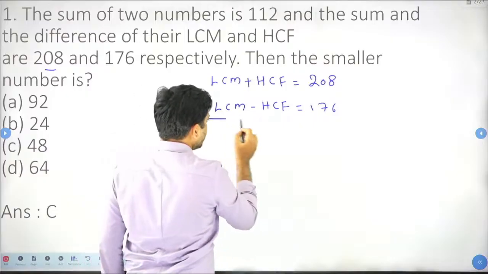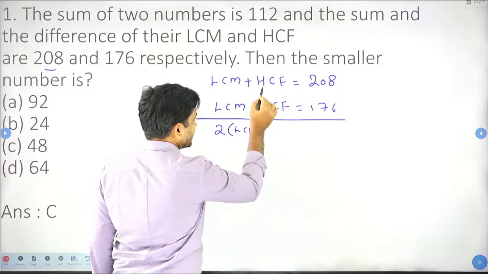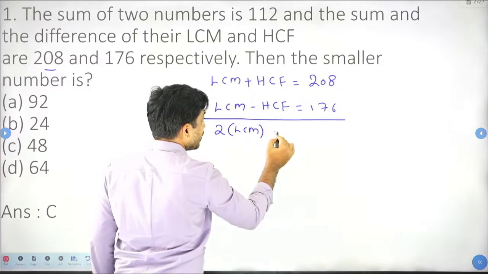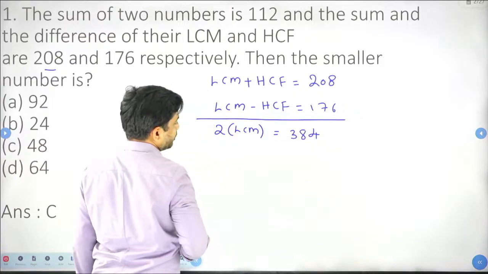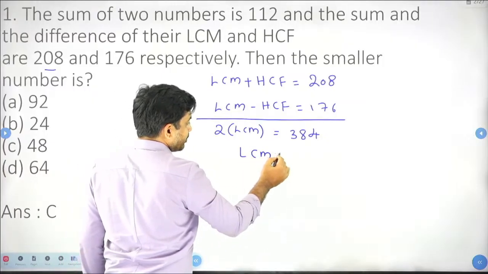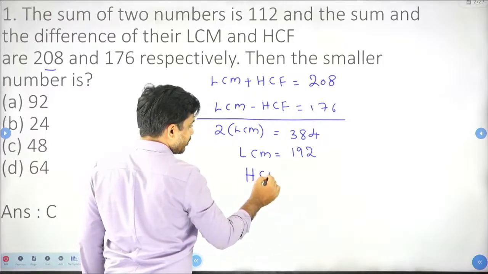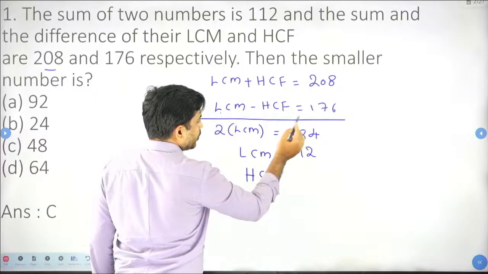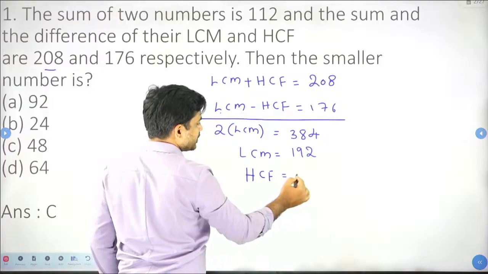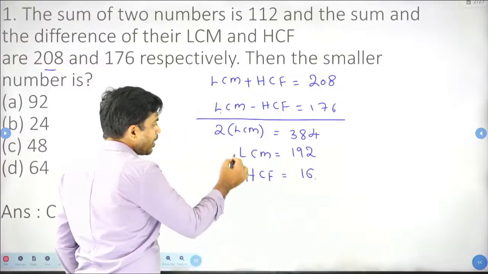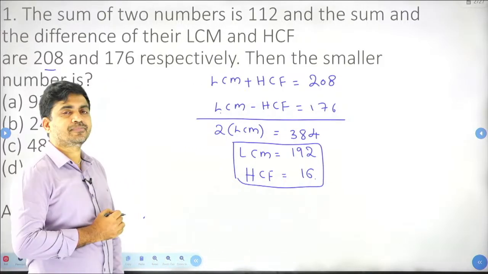Add these two equations. Now it is 2 into LCM, HCF minus HCF gets cancelled. This side 416, no, 384. Then LCM equals 192. What is HCF from this equation? 192 minus 176 is just 16. We got this result. We got HCF and LCM.